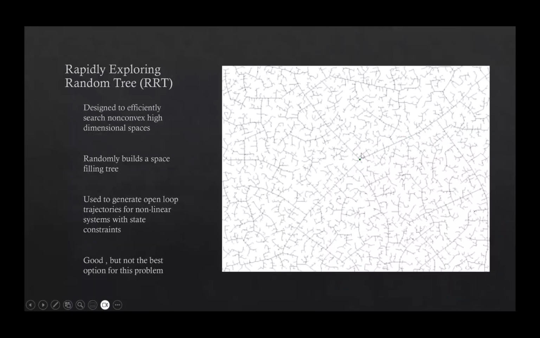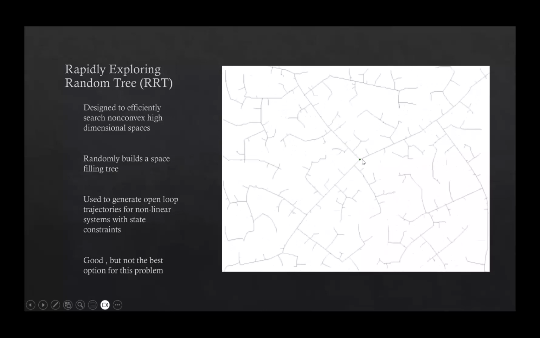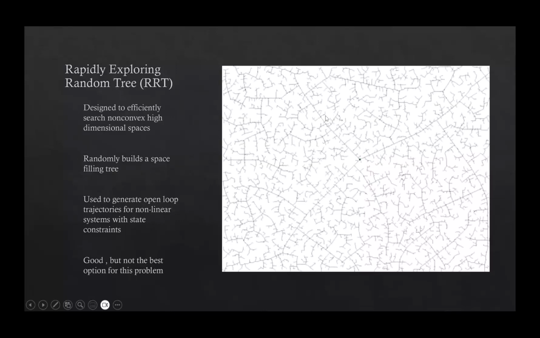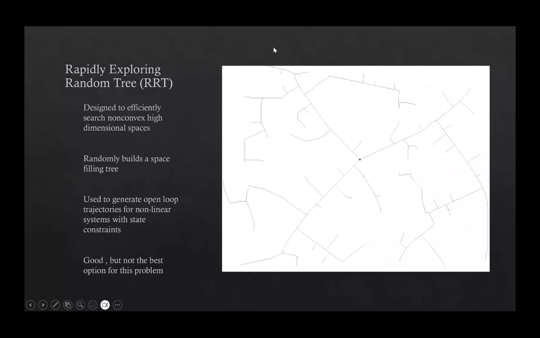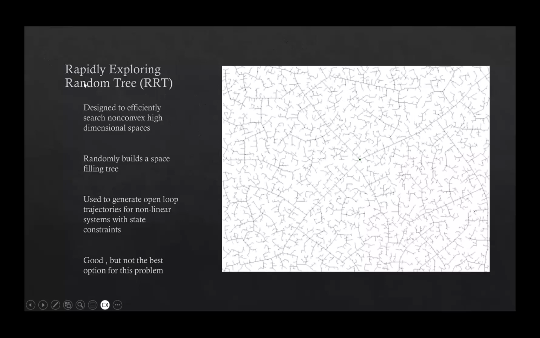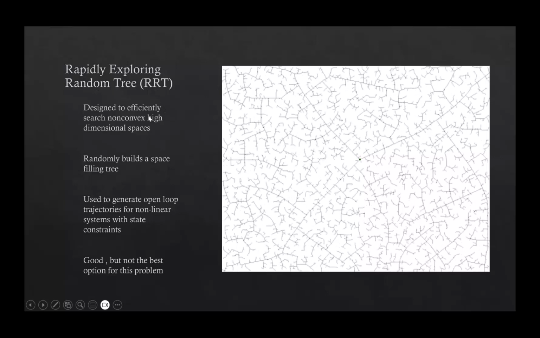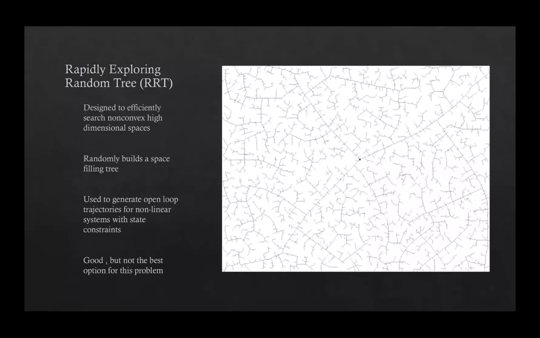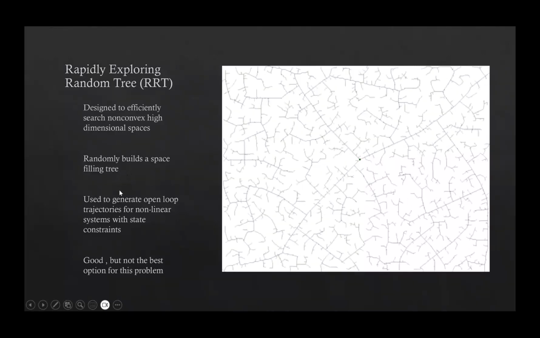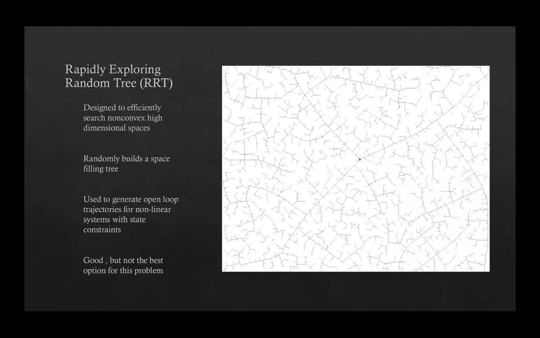The RRT algorithm that we were originally going to use essentially creates random trees that branch off. If you notice, this is our start state. You would set a goal state in the map, and then you would let the random tree branch toward it. It's a rapidly exploring random tree, so RRT. This algorithm is designed to effectively search non-convex high-dimensional spaces. So if your space has a lot of curves and things like that, this is great for it. Like I said, it builds a random space-filling tree, and then you use an open loop trajectory to go through. The tree will branch out.